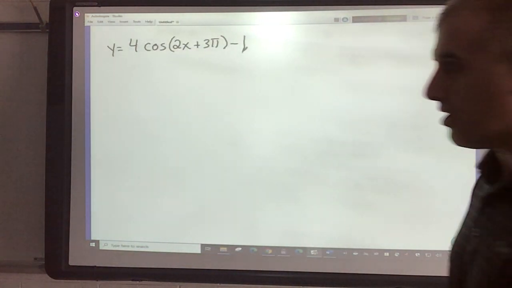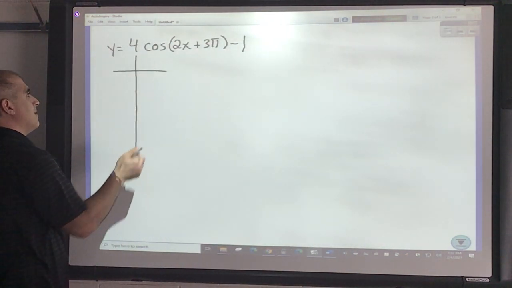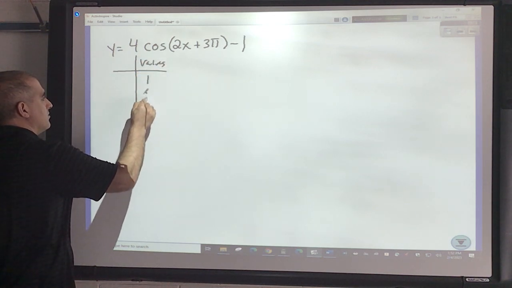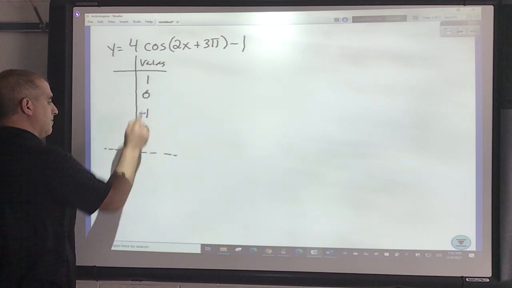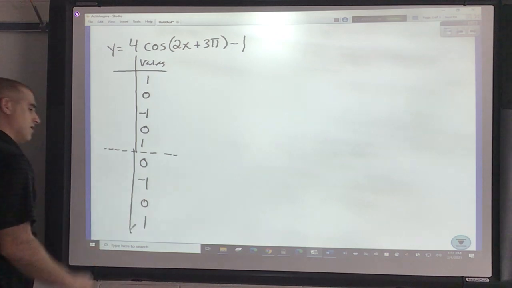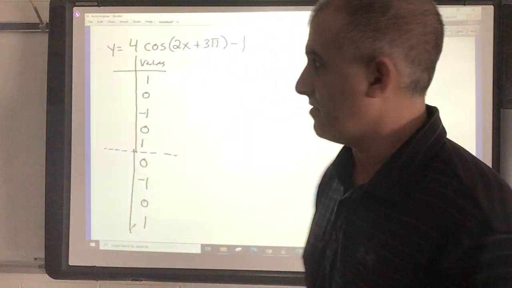I always want to start with my basic values here. So for cosine, it would be 1, 0, negative 1, 0, 1. And then keep this pattern going: 0, negative 1, 0, 1. Okay, all right. Now, nothing changes.